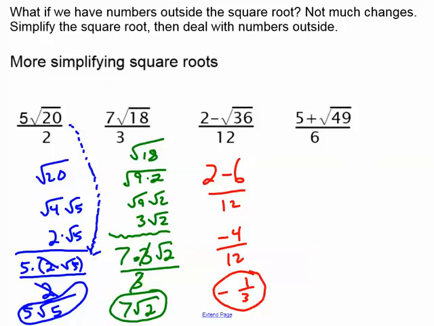Alright, 5 plus the square root of 49. I'm going to give you the answer, and you can come up with it. See if you can get to there. 2. And there's my answer.